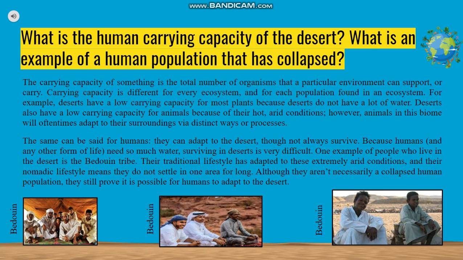One example of people who live in the desert is the Bedouin tribe. Their traditional lifestyle has adapted to these extremely arid conditions, and their nomadic lifestyle means they do not settle in one area for long. Although they aren't necessarily a collapsed human population, they still prove it is possible for humans to adapt to the desert.